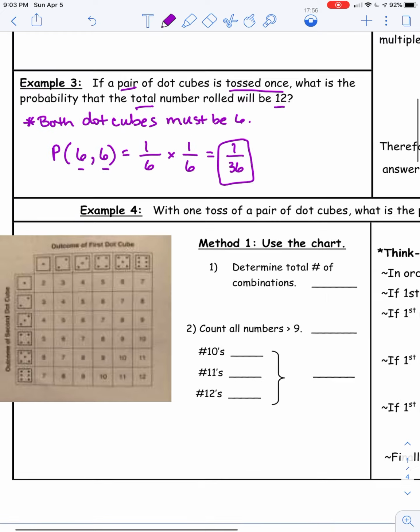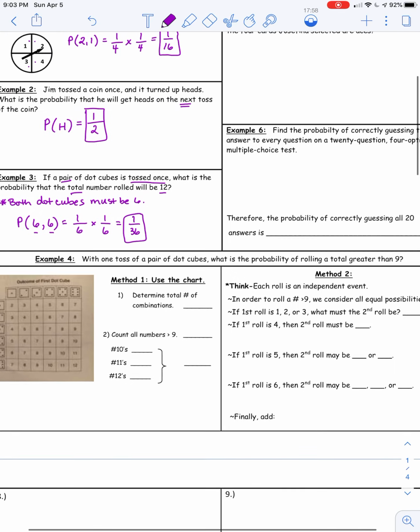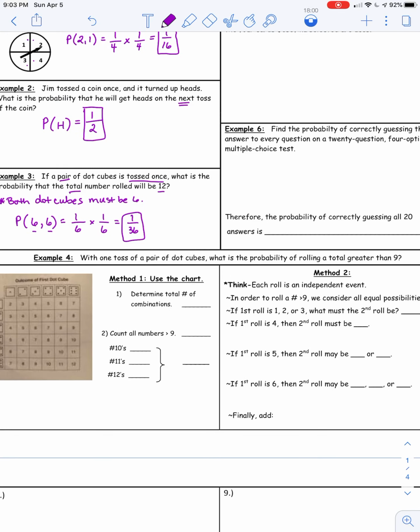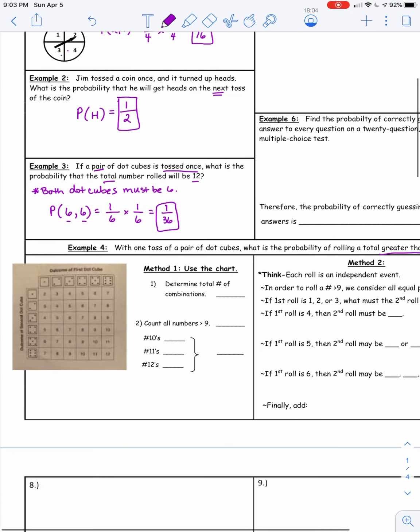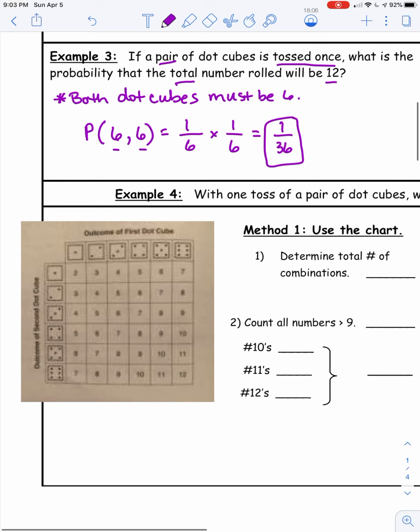Okay, so let's think about this. So with one toss of a pair of dot cubes, what is the probability of rolling a total greater than 9? So we have to put some thought into this. But I'm going to show you what this little outcome chart over here actually means. And this is not actually called, I wouldn't call this an outcome chart, even though that's what it says.